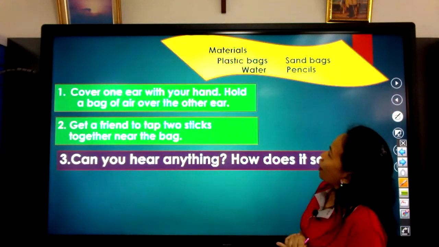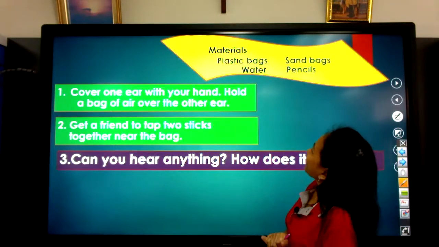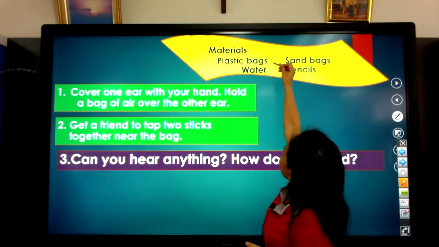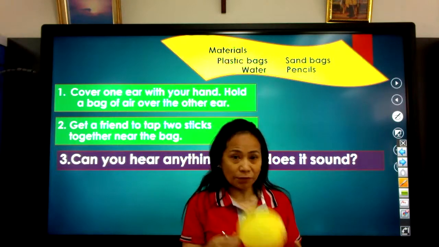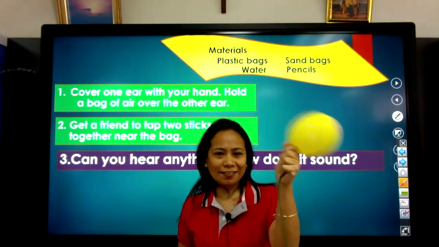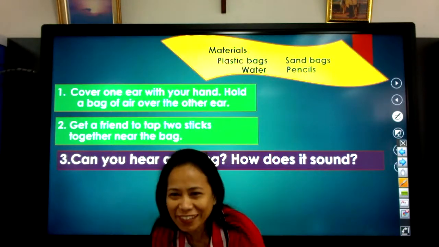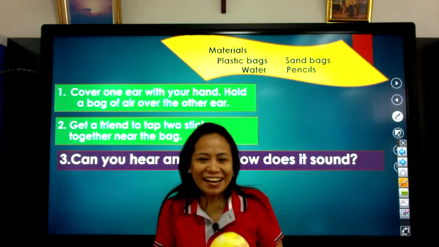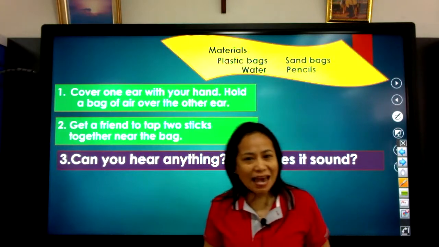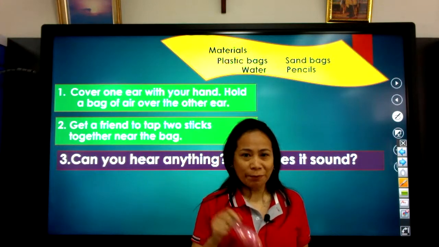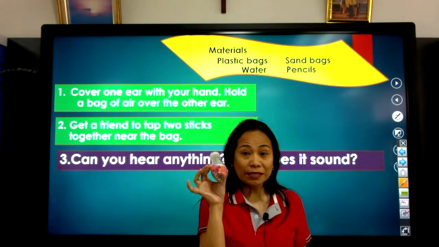Okay, so I have here a list of materials. Can you read it? Plastic bags with air. I don't have plastic bags, but I have a balloon. So what does this represent? Gas, right? Very good. And since I lost my sandbag, I made an improvised representation of a solid: a bottle with beads.